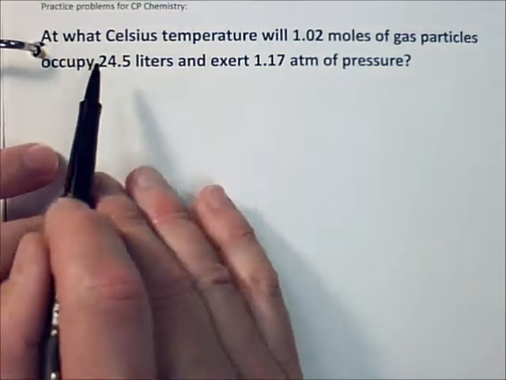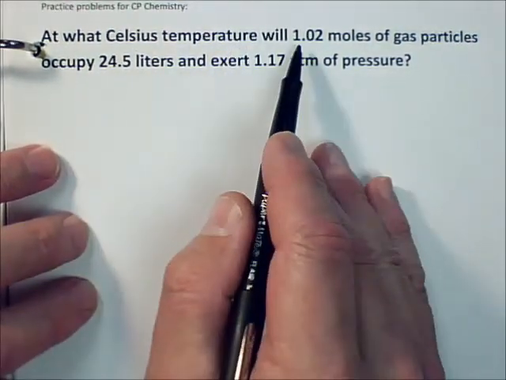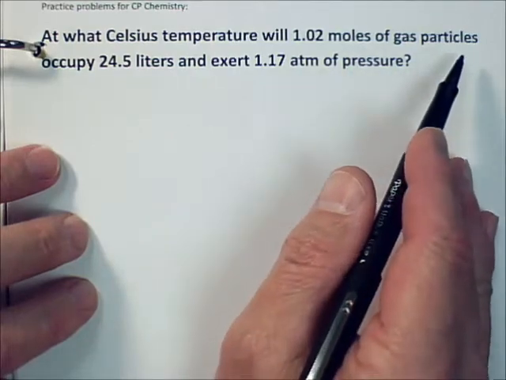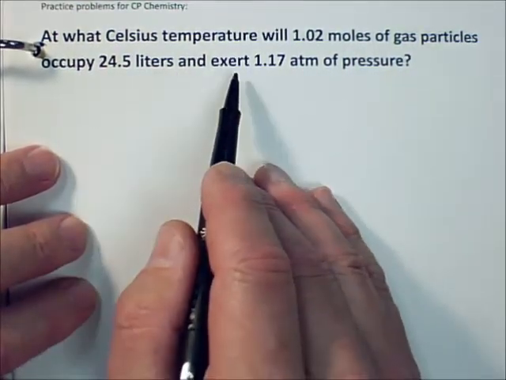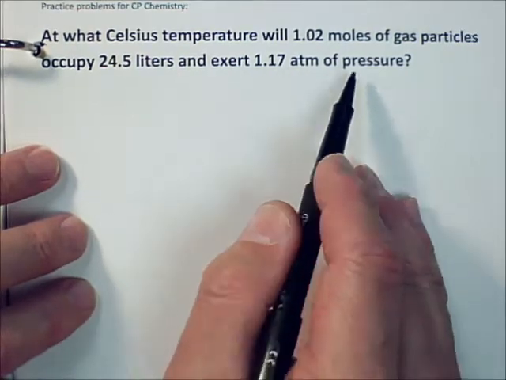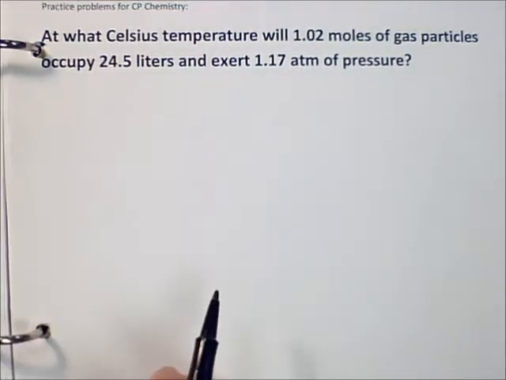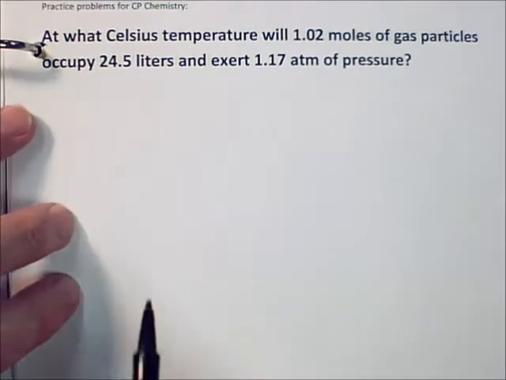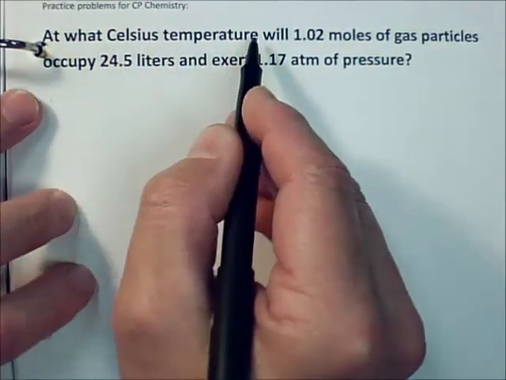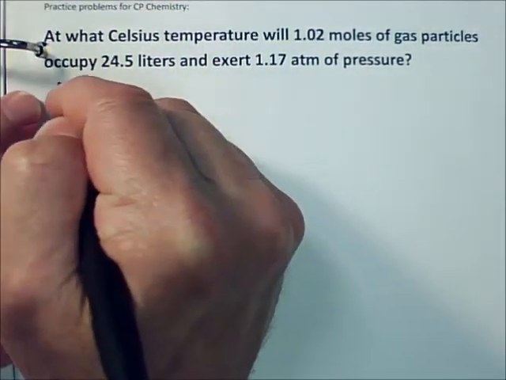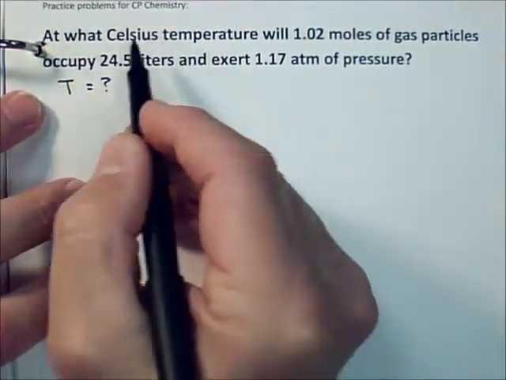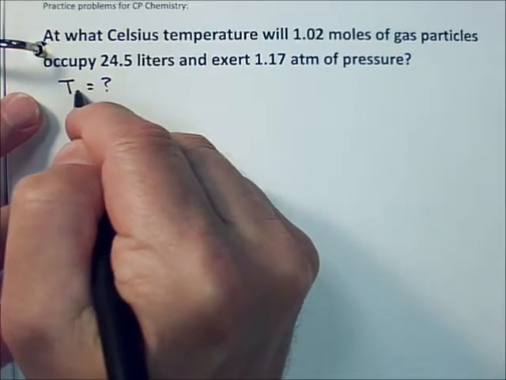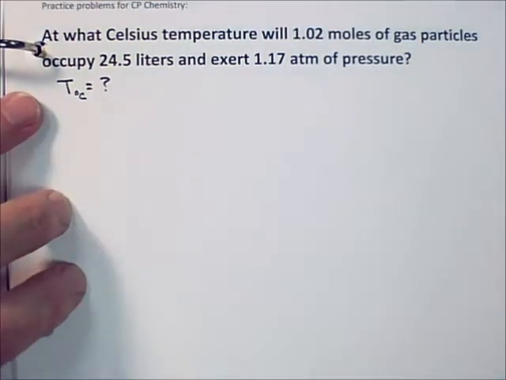So here's the problem. At what Celsius temperature will 1.02 moles of gas particles occupy 24.5 liters and exert 1.17 atmospheres of pressure? Let's list out everything we have in a list of knowns and unknowns. We want to know what temperature we have. So we don't know the temperature. We're going to put a question mark there. We do know it needs to be in Celsius, so I'm going to put a little notation here. I need degrees C when I'm done.